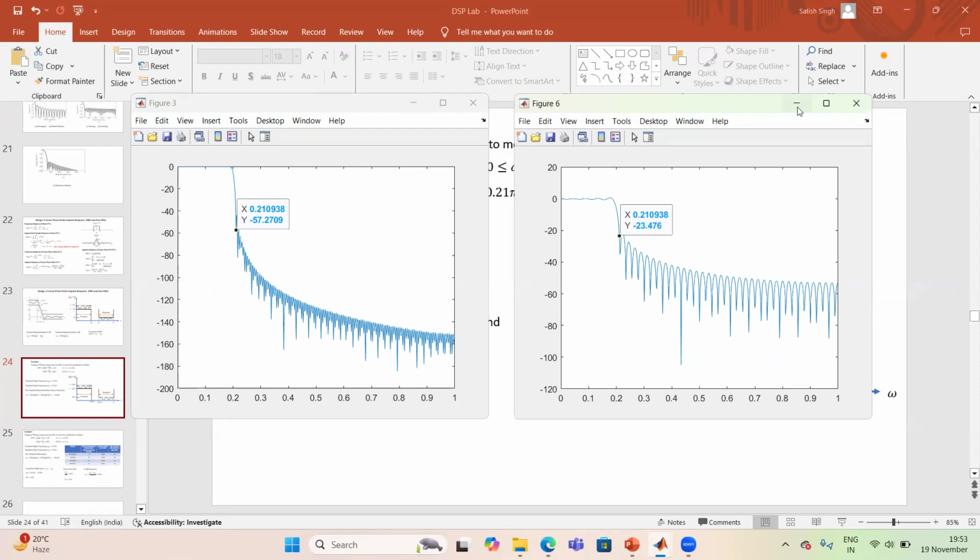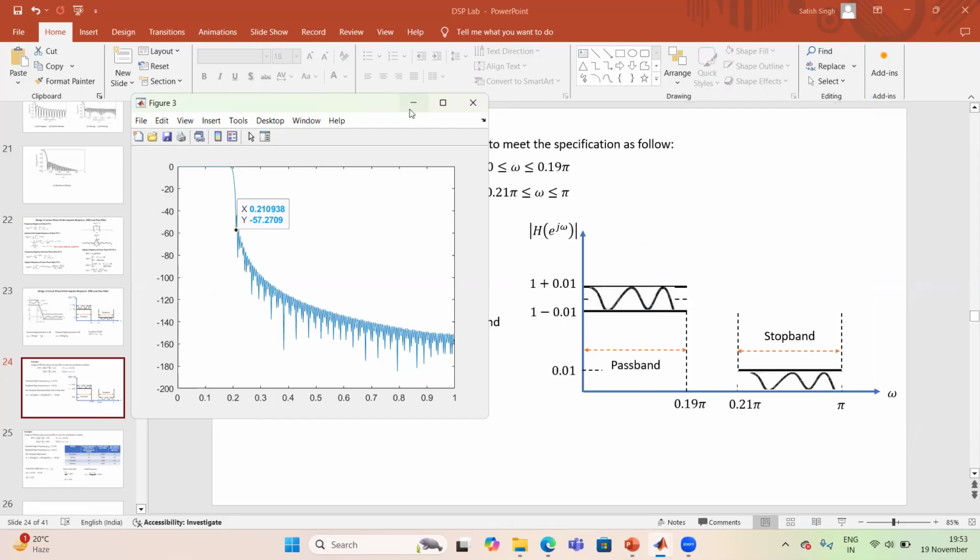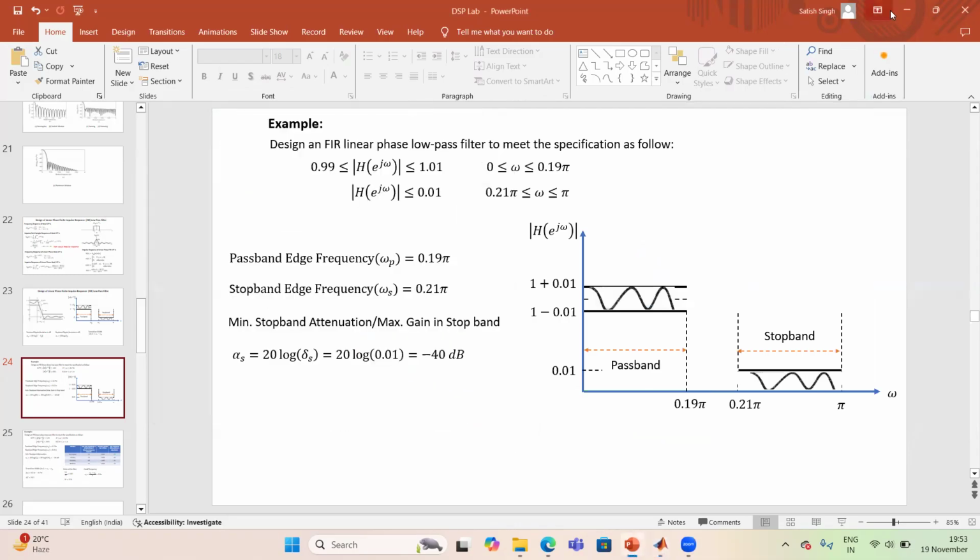Now you try to design the linear phase FIR low pass filter by choosing a different specification.